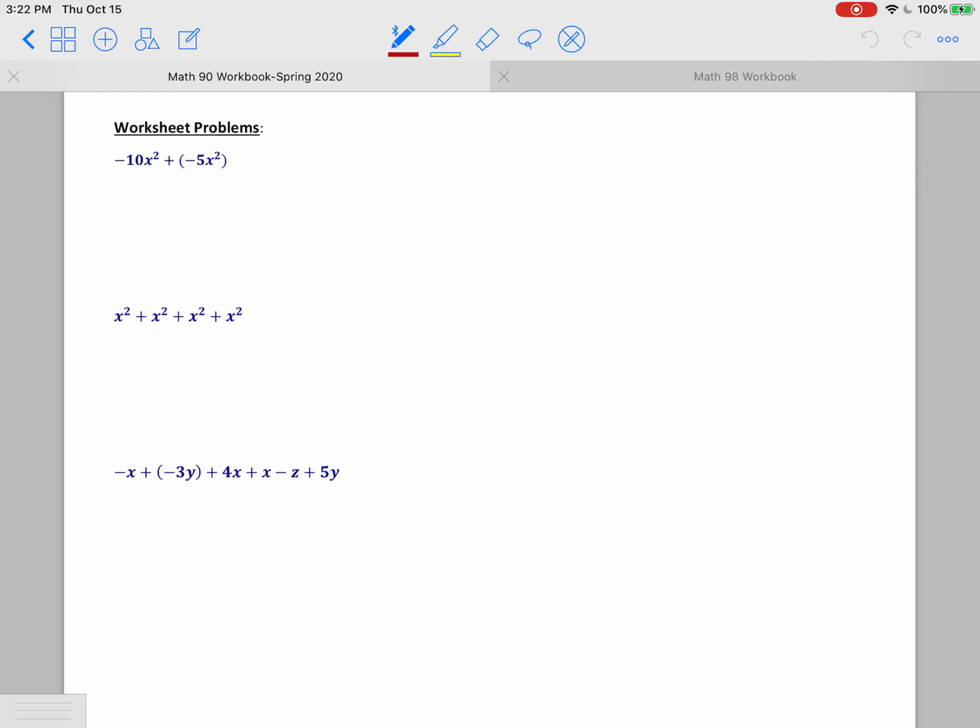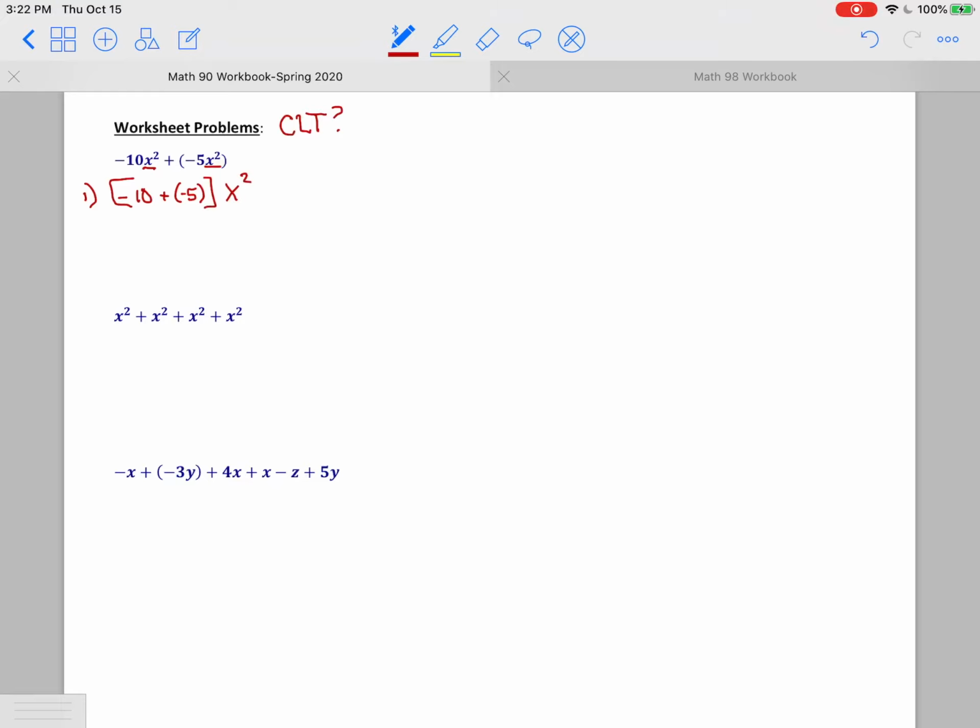All right, so here we have a negative 10x squared plus a negative 5x squared. Well, can we combine like terms? That's always our question, right? We've got x squareds here, and we have x squareds here, so we surely can. Remember that our first step is to add or subtract. Later on, we'll be subtracting the coefficients. So plus a negative 5 is the same as minus 5. I'll leave it as plus a negative for now since we haven't really talked about that yet.